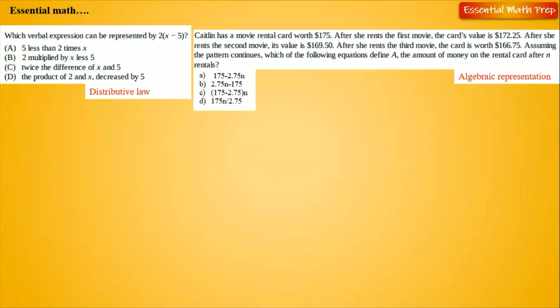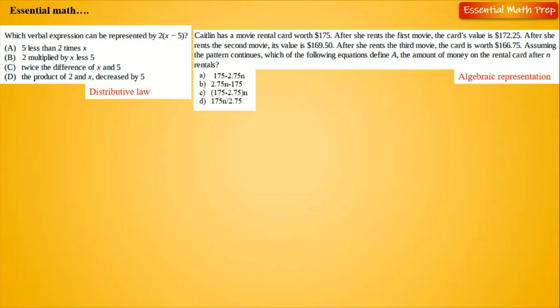All right, welcome back. In this video, we're going to tackle two different problems. One of them concerns distributive law and the other one concerns an algebraic representation concept. So on the distributive law, the problem states: which verbal expression can be represented by 2 times (x minus 5)?